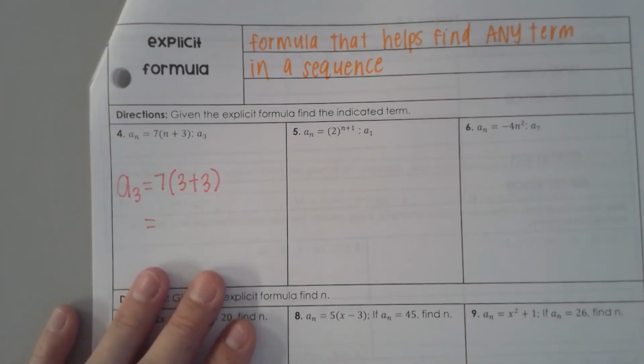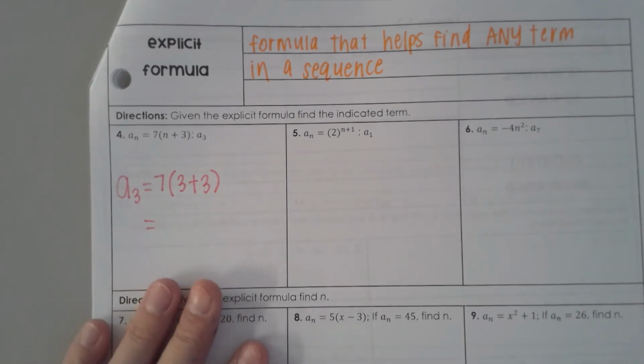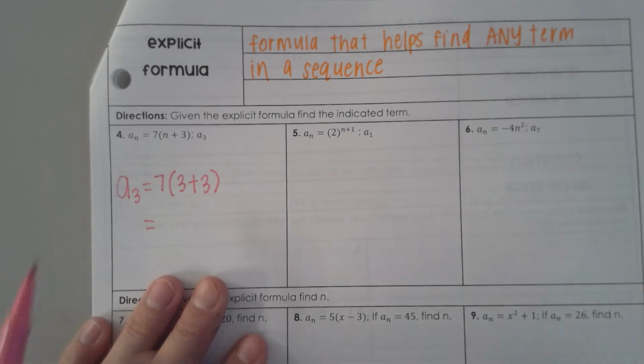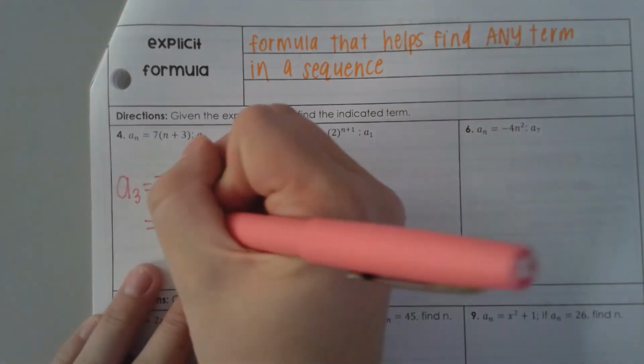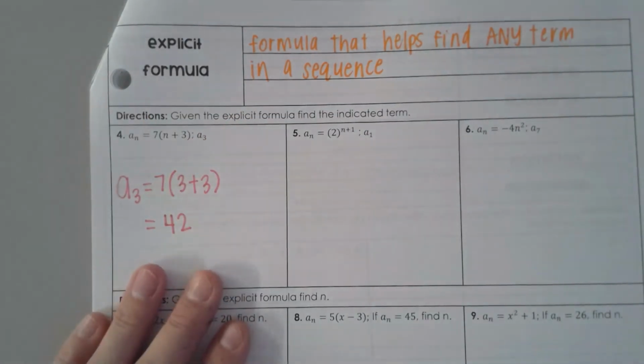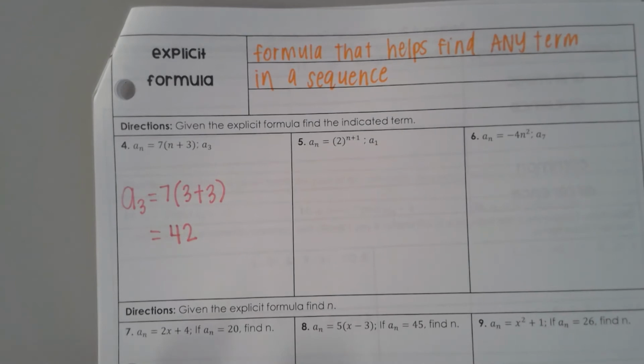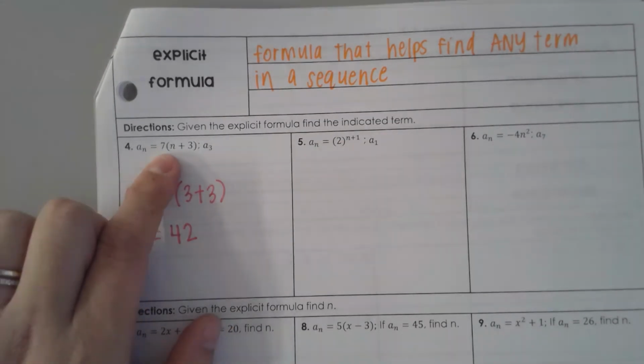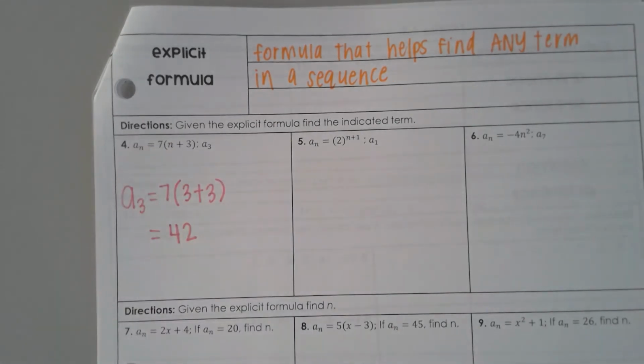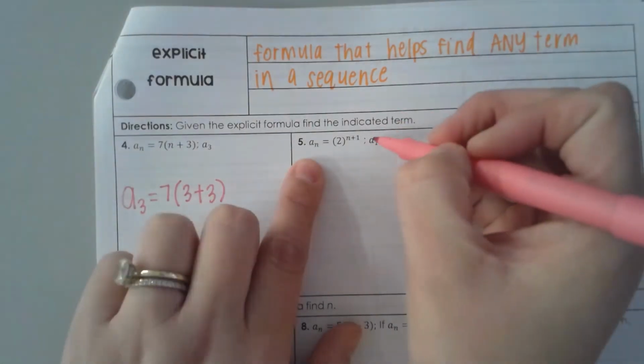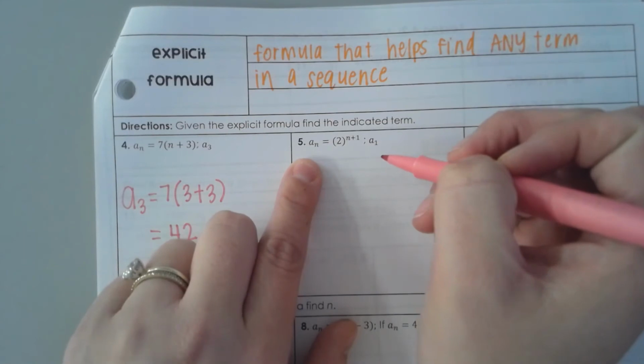So what is the third term? What is 7 times 6? 42. Good. So the third term is 42. What if I said find the 12th term? What would you do? Replace the 3 with 12. Put a 12 in for n. Yep, good. So number 5, I'm finding A1, which is the first term.